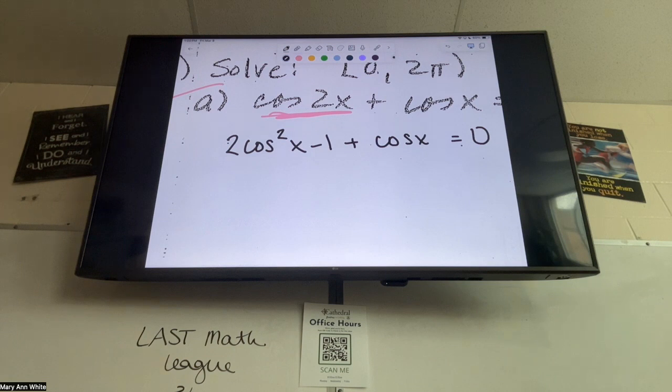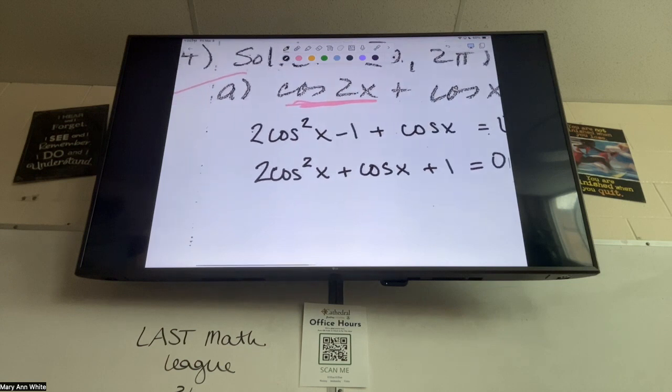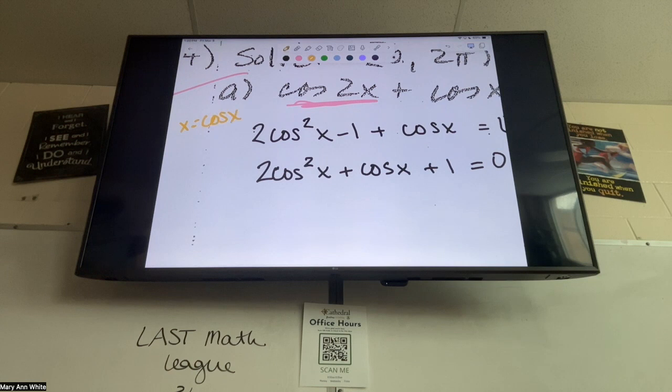Oh, what do you notice here? Can't do that because I have a 1. So I've got cosine squared, I've got a 1, I've got a cosine. What if I reordered it? What if I put it as 2 cosine squared x plus cosine x minus 1? Does that look like something we've done before? Yeah, this is where we take that cosine out and we can replace it with a 1. Should it be minus 1? Yeah, thank you.